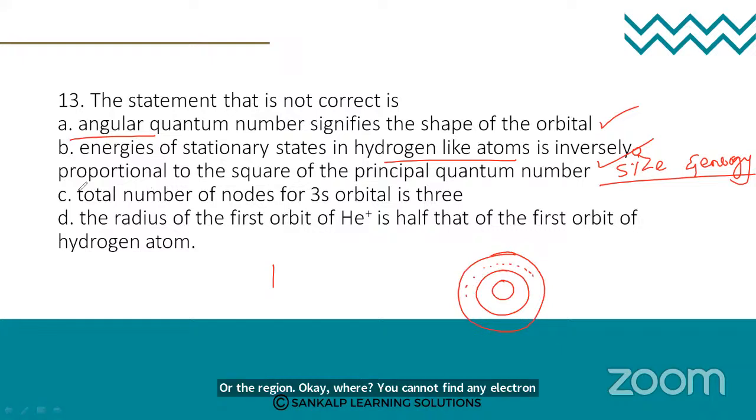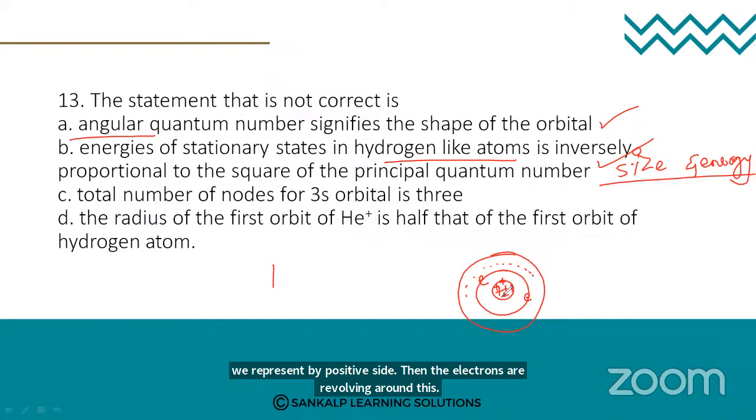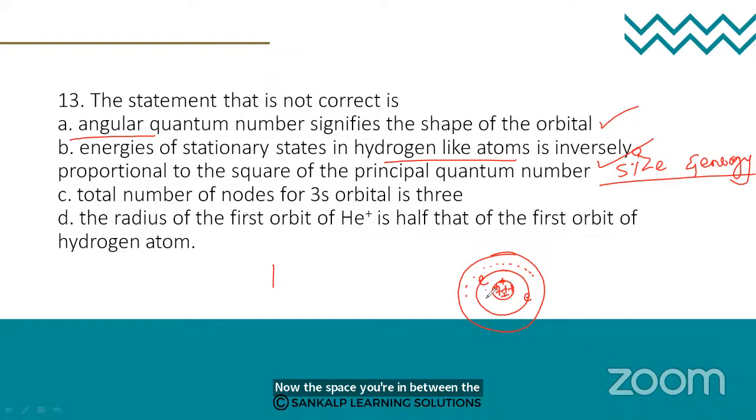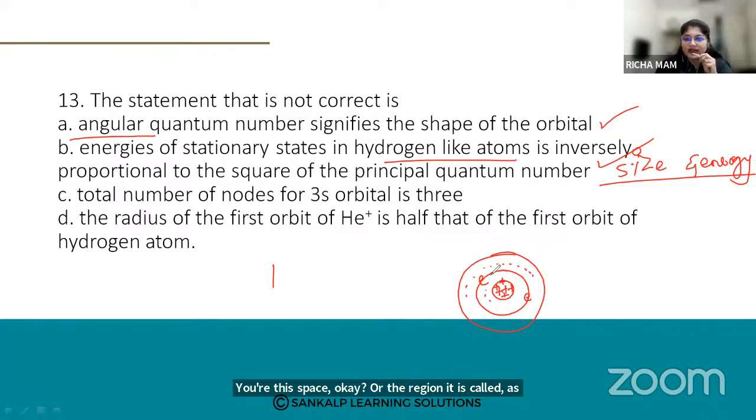Now when we write the electron, in the center, what is present? Here the nucleus is present, right? So nucleus we represent by positive sign. Then the electrons are revolving around this. Now the space in between the electrons and the nucleus, the region, is called the node. And here the probability to find the electron will be 0. You cannot find the electron here.